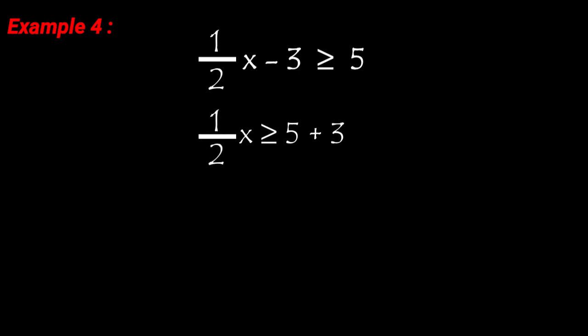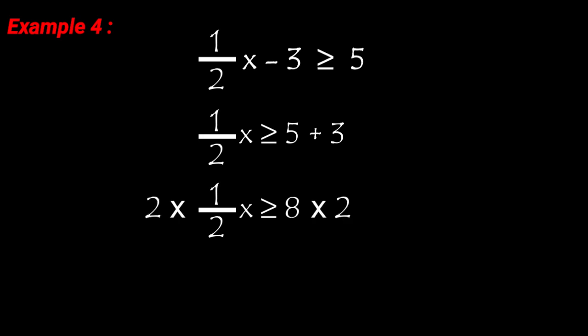For the last example, we'll be dealing with fractional coefficients, where we have half x minus 3 is more than or equal to positive 5. Similar to a normal equation, we have to bring the constants over to the right-hand side and leave the x values on the left-hand side. Therefore, we will have half x is more than or equal to 5 plus 3. And we can simply reduce it to be half x is more than or equal to 8.